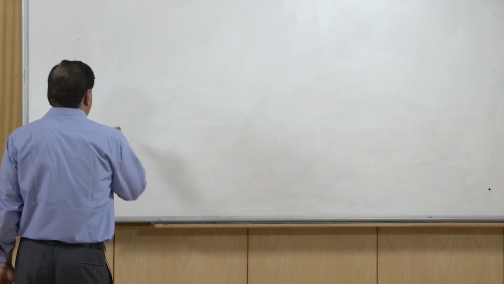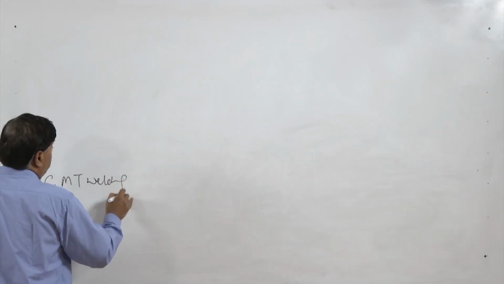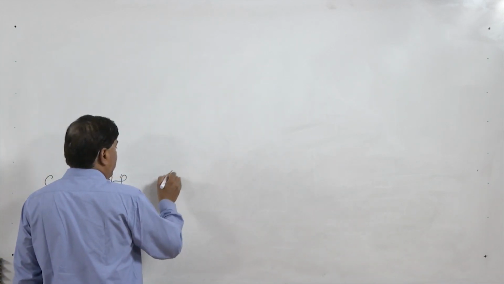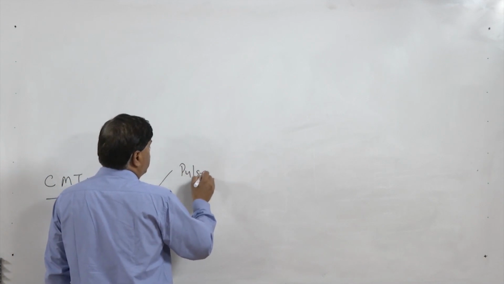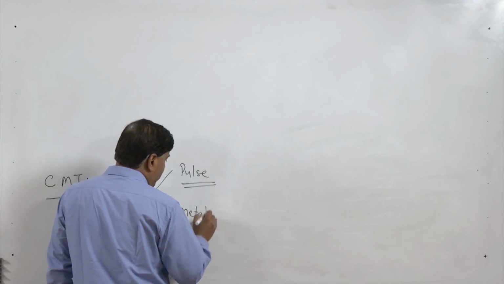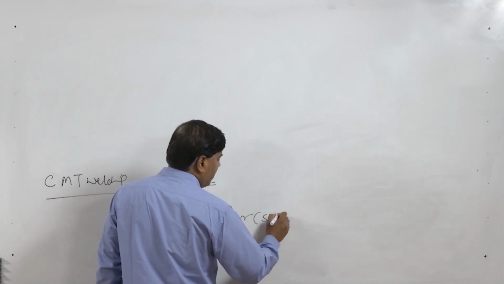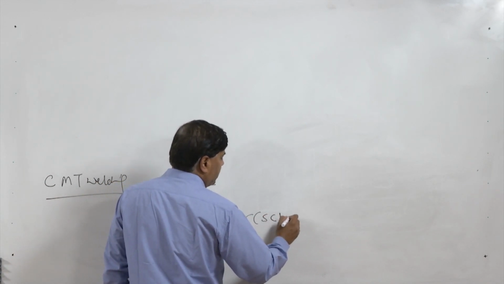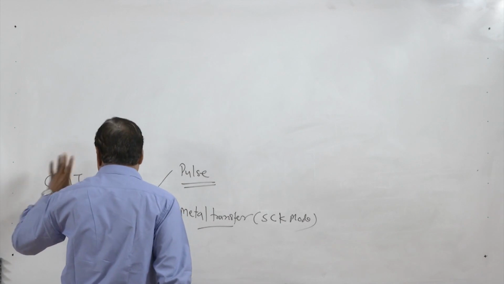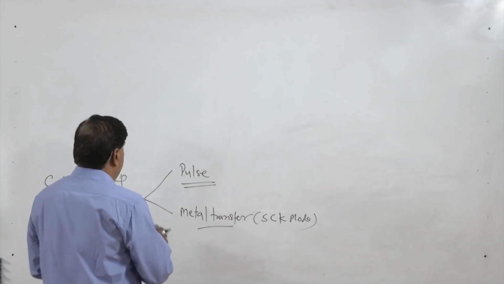With respect to the cold metal transfer welding, it incorporates two aspects. One is the pulsing, means the pulse feature, and another is efforts are made to regulate the metal transfer in a very controlled way through short circuiting mode. So these two things are clubbed in case of the cold metal transfer welding. How is it realized?